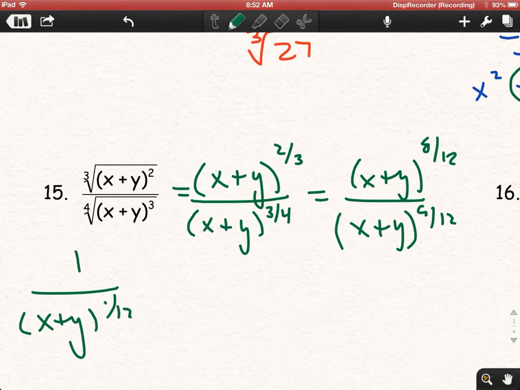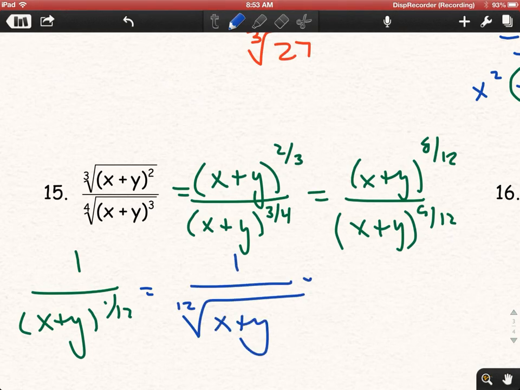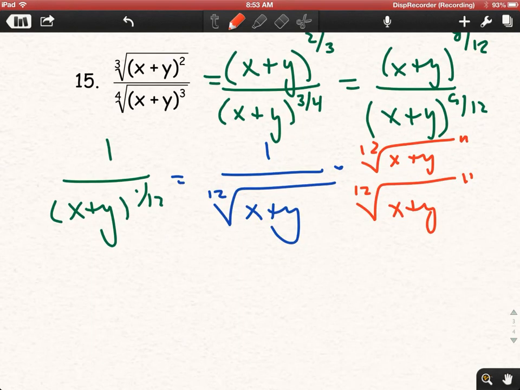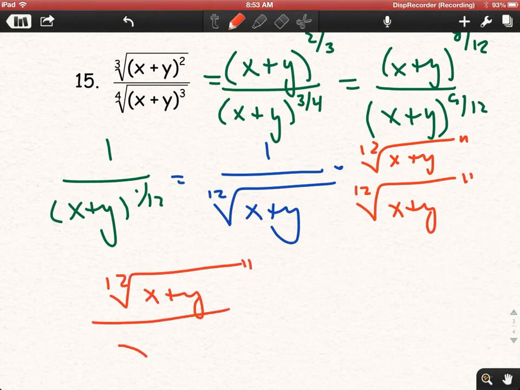That needs to be rationalized. And so I can rationalize that with the 12th root of x plus y to the 11th. And so our final answer will be the 12th root of x plus y to the 11th power all over x plus y.